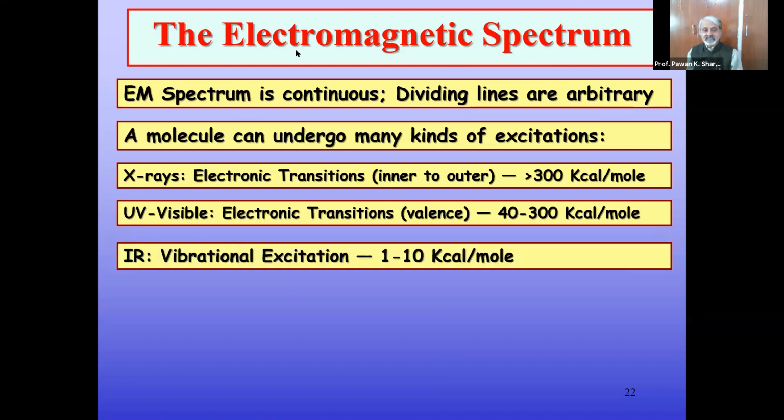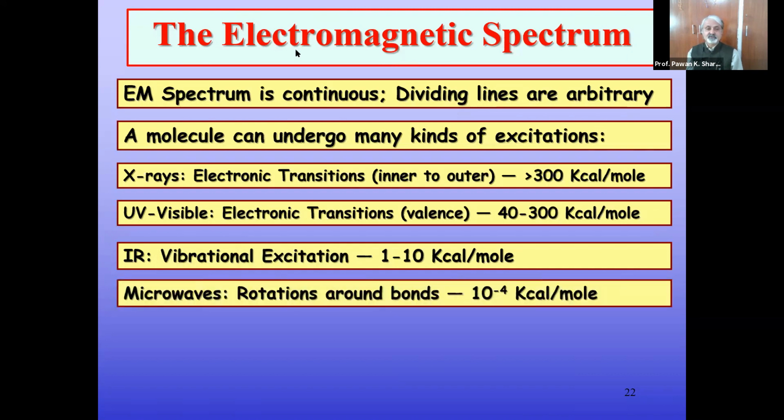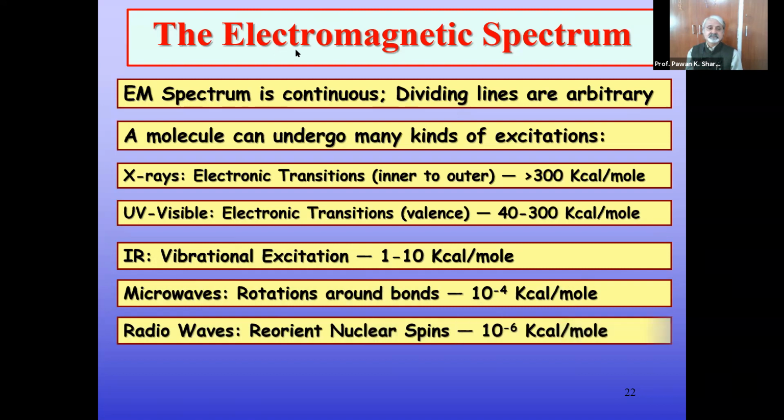Then in IR, we have vibrational excitations because the energy is still lower. Microwave energy is still lower, of the order of 10 to the power minus 4, so it can cause only rotation around the bonds. And radio waves have the least energy, of the order of 10 to the power minus 6 kcal per mole. So they are only capable of reorienting the nuclear spins. They are not able to do anything else. So here we are dealing with the radio waves, the least energetic.